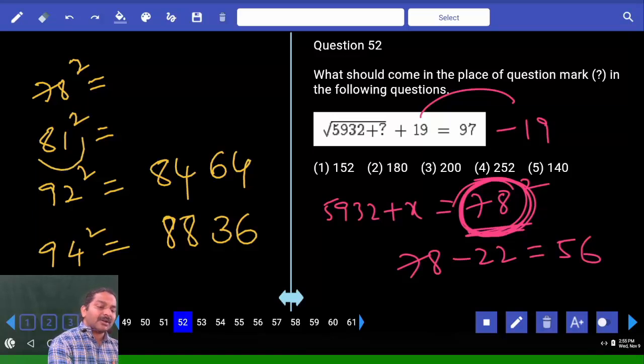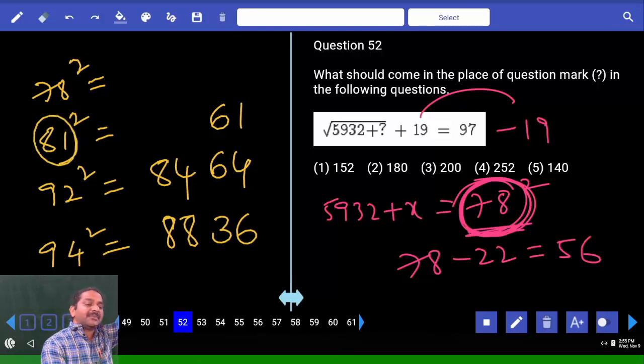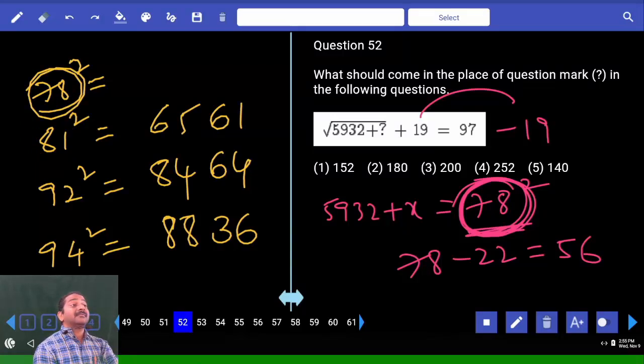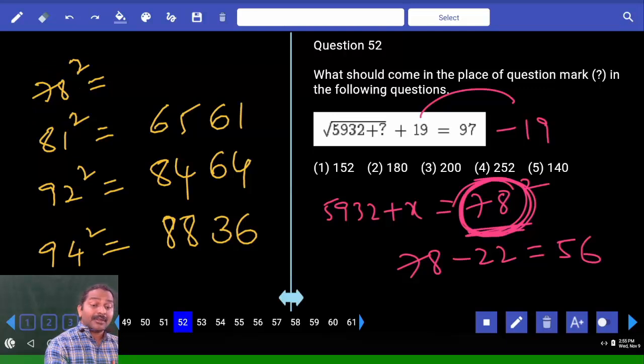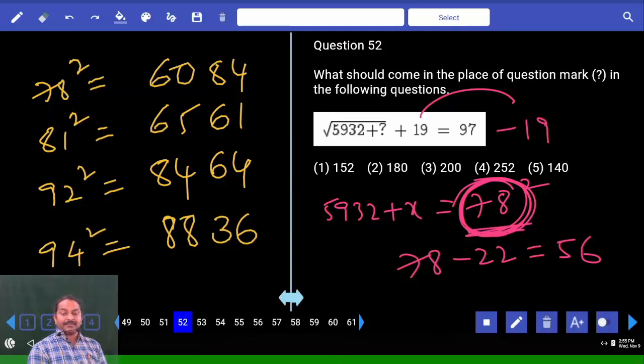Understood? This is how much less than 100? 19 square. 361. But you have to write only 2 digits. So 3 carry. Yes? Subtract 19 from this number. Plus carry. 60. This is how much less than 100? Square. 84. 4 carry. Now subtract 22 from 78. How much? 56. Plus 4? 60. That's how we got 60, 84. Okay.